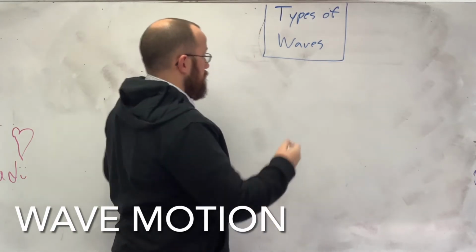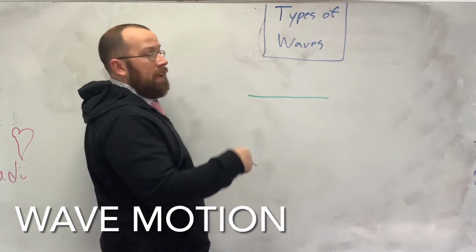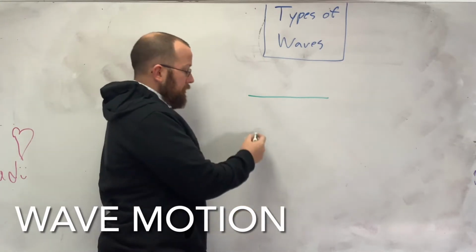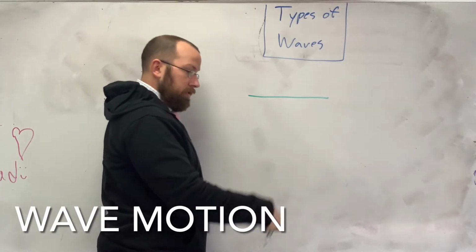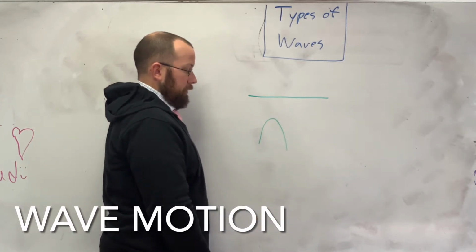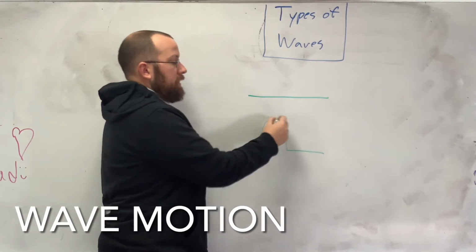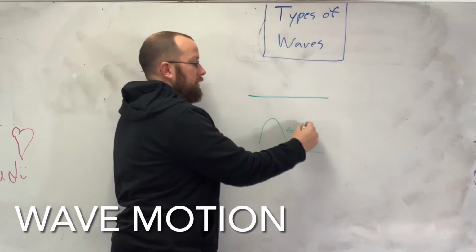So you have a rope, you've all seen this before. You grab the end of it. The initial disturbance is right here with your hand. Flick the rope up, and it creates a wave. If I just do this one time, this is called a pulse.